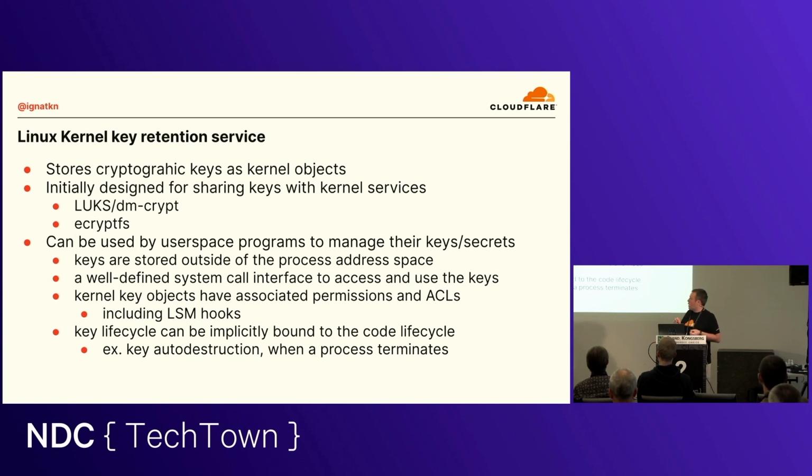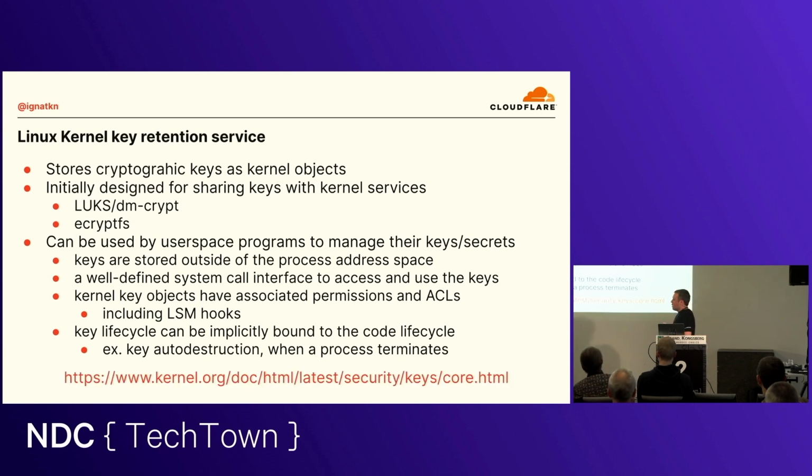Now, because keys are kernel key objects, they have associated permissions and access control lists, similar to other kernel objects, and that even includes LSM hooks. The idea is that a key's lifecycle can be implicitly bound to the process lifecycle. We talked about securely deleting key memory; here the key is destroyed when a process terminates. And surprisingly, for a kernel feature, it has really good documentation. So you can read about that.